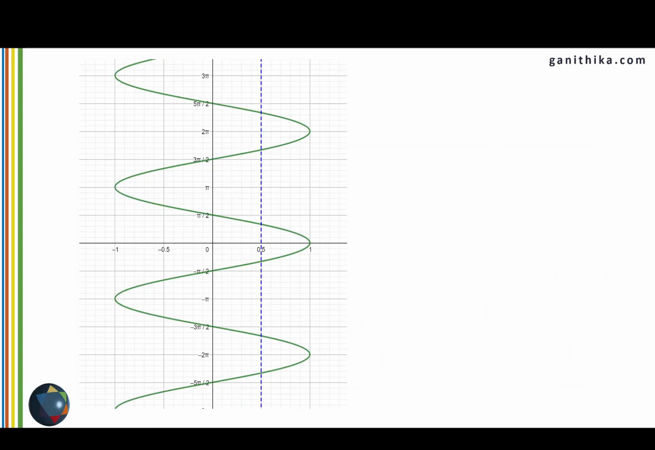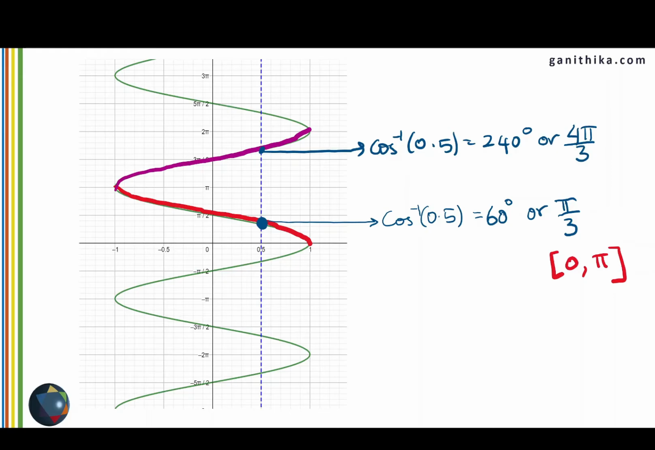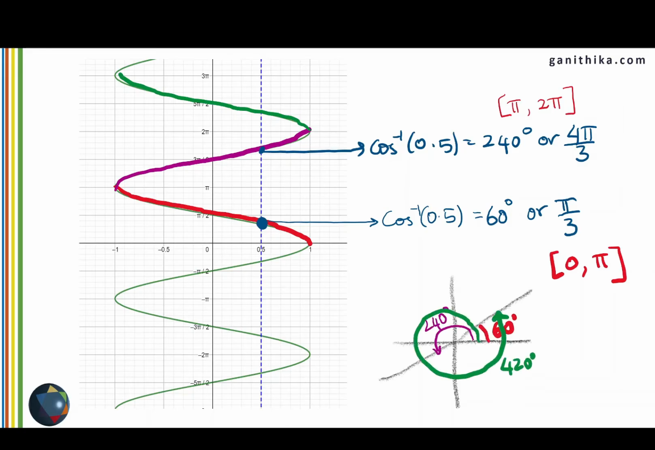In the same way as we did for sine inverse of x, we could have considered different ranges for the curve. For example, at this point, cos inverse of 0.5 would be 60 degrees, which is in the range 0 to pi. Whereas if I consider this part of the graph, then the domain is minus 1 to 1, but the range is going to be pi to 2 pi and so on. And this would be the range from 2 pi to 3 pi and so on. And if you consider this on the coordinate axis, it's 60, 240 and 420, and it keeps going as you change your range.